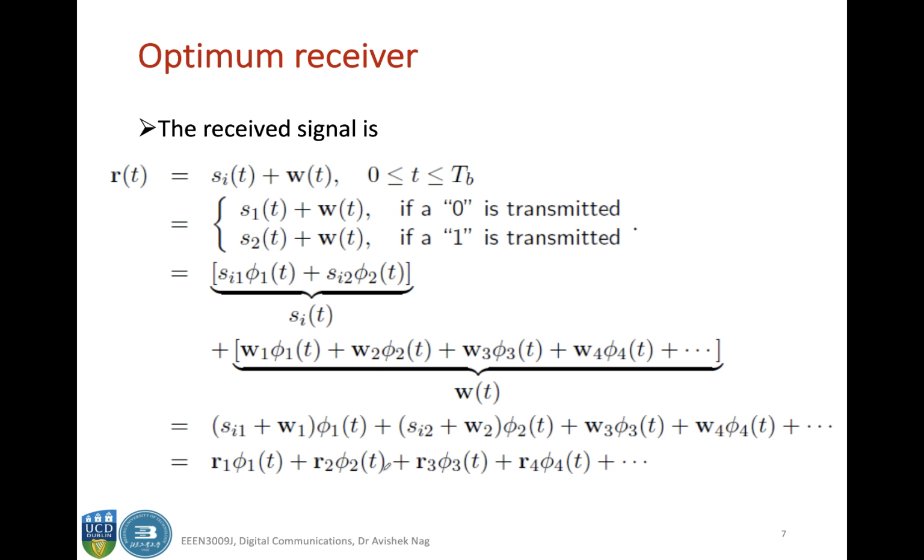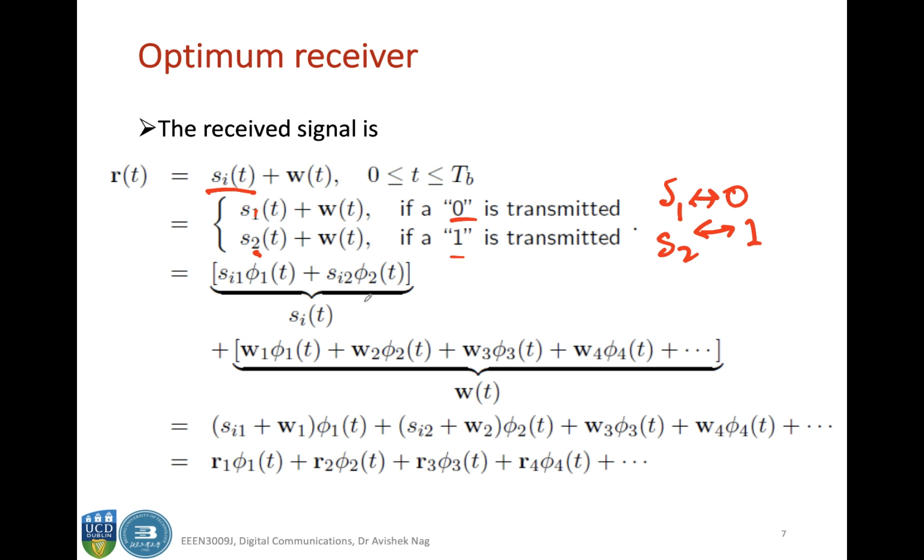So let's say you have a signal s_i(t). In the case of a binary transmission, you are sending s1 when there was a 0 and s2 when there was a 1, right? So let's say you have a general signal s_i(t), where i will be 1 if 0 is transmitted, or 2 if 1 is transmitted. That can be represented as s_i1 times phi1(t) plus s_i2 times phi2(t).